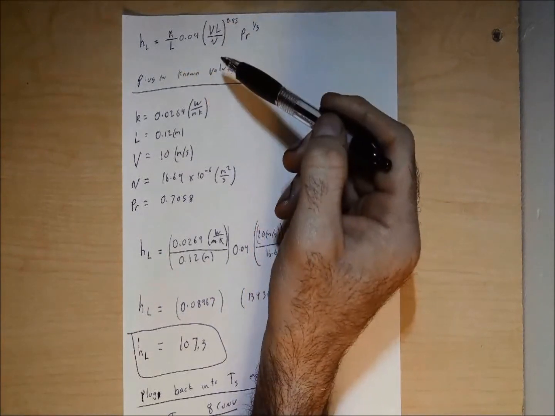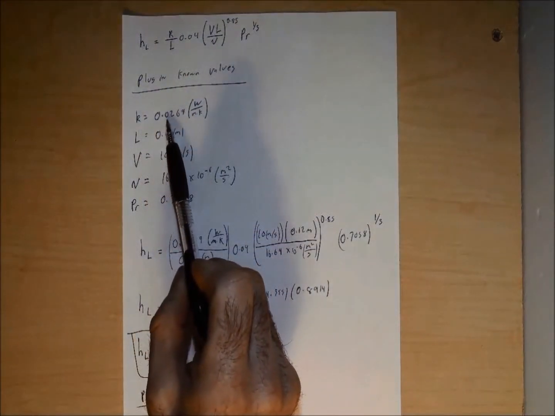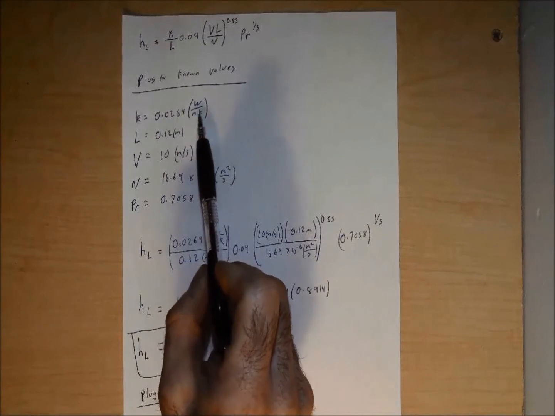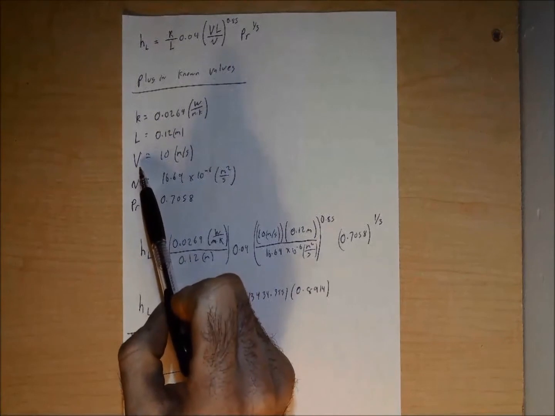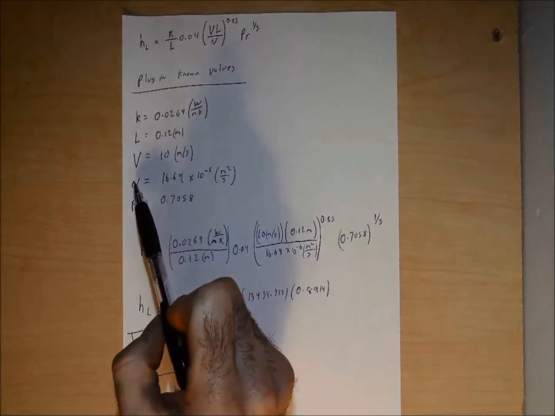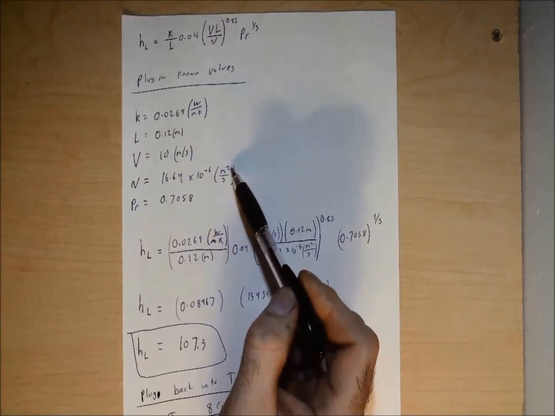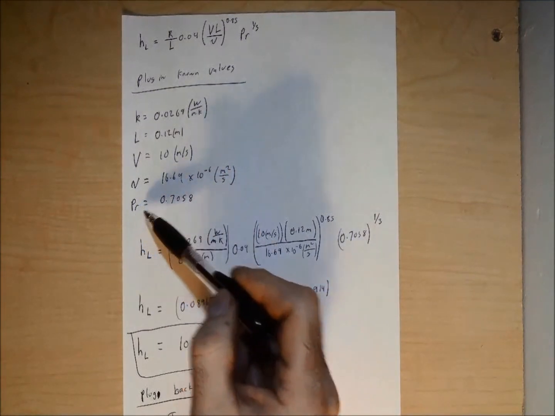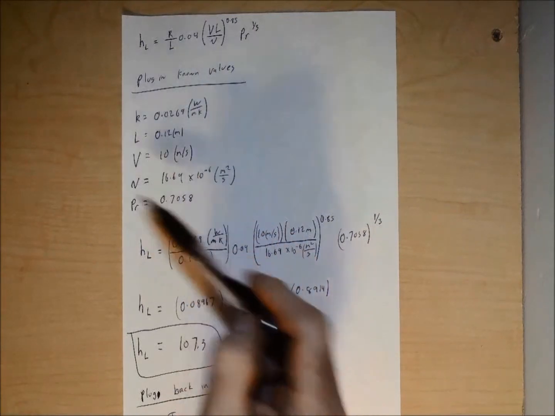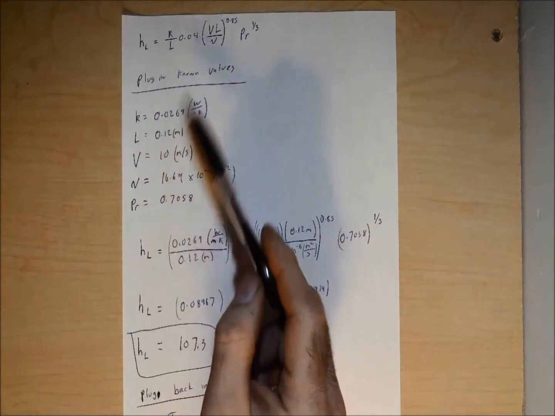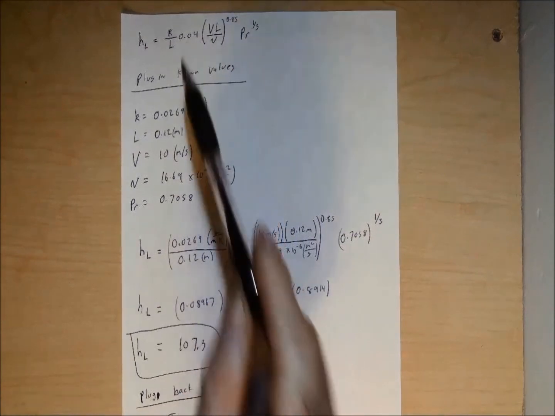Now we have our known values. Let's write down all the known values we want to plug in here. We have k as 0.0269 watts per meter Kelvin. We have L equal to 0.12 meters. We have V equal to 10 meters per second. We have our nu equal to 16.69 times 10 to the negative 6 meters squared per second, and our Pr value of 0.7058. So now that we have these values, either from the given problem statement or from our lookup from the table, we can plug back into the above equation. And that's what we do here.